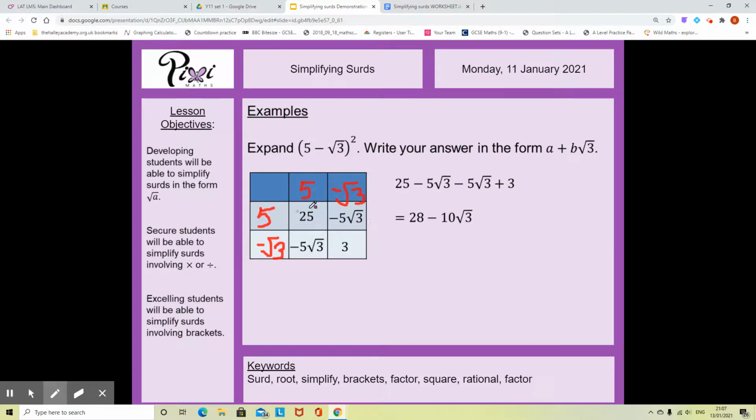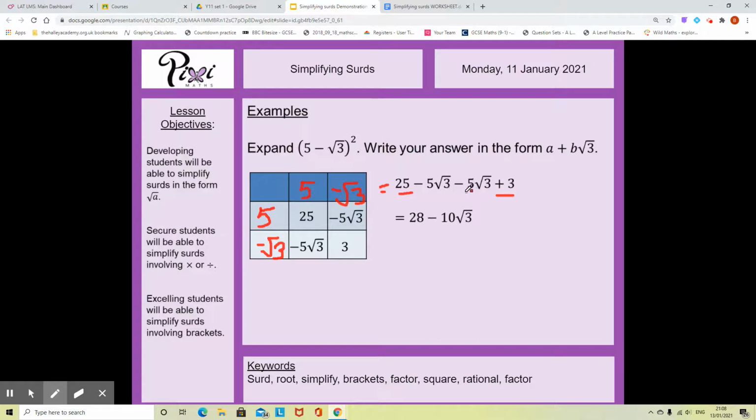Once multiplied, we can simplify them by collecting the like terms and adding or subtracting them. 25, take away 5 square root 3, take away 5 square root 3, plus 3. We know 25, which is a rational number, grouped with another rational number, plus 3, gives us 28.